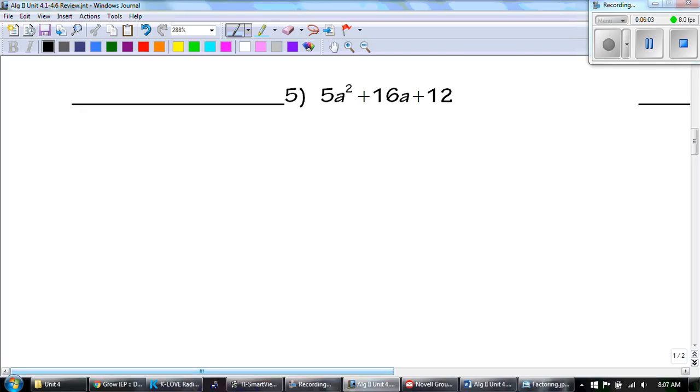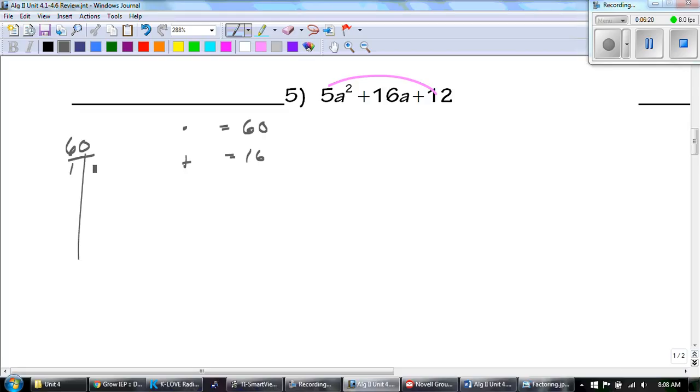All right, number 5. GCF? No, no GCF. So I have to do 5 times 12, which is 60. So I'm looking for numbers that multiply to get to 60 and add to get to 16.